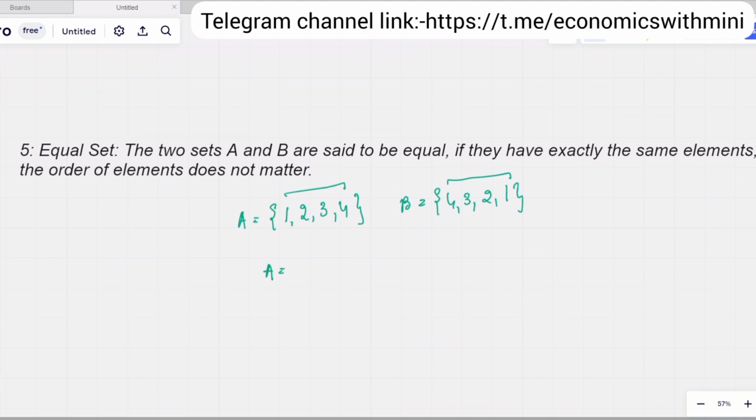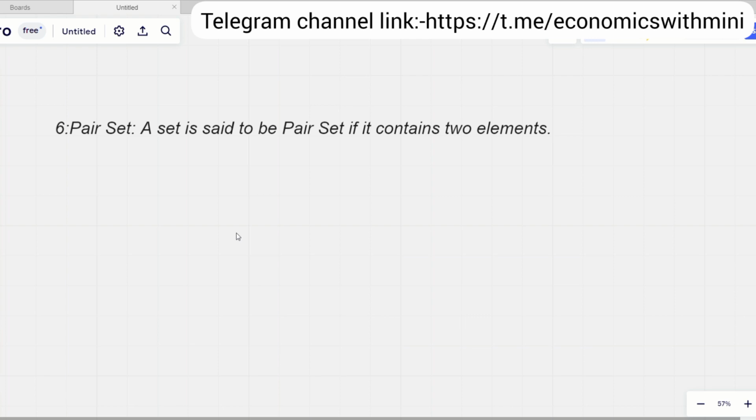Another example, A equals {a, b, c, d, e} and B equals {e, d, c, b, a}. Here both sets have the same elements, thus they are known as equal sets. Next is pair set.